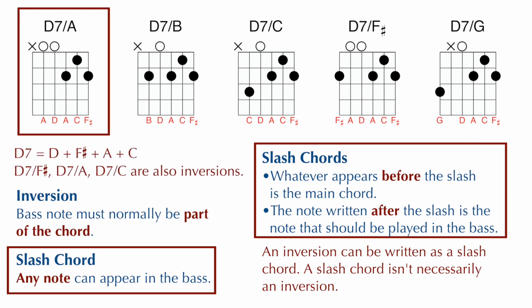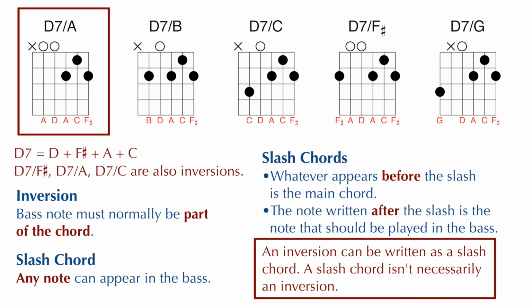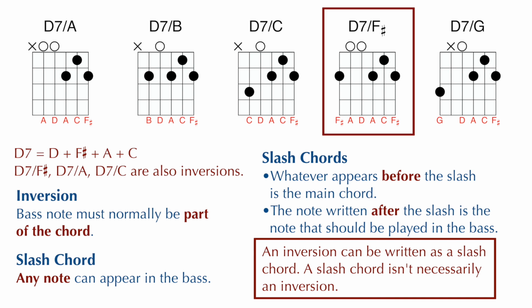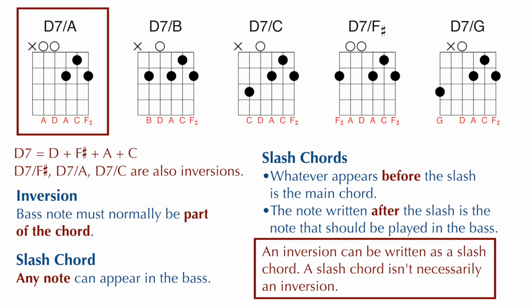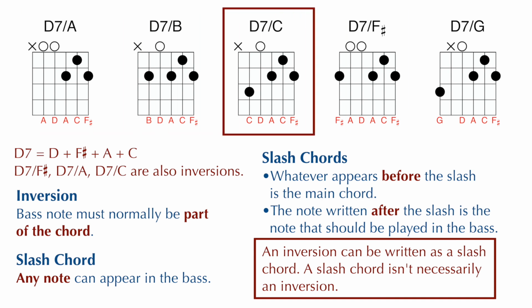D7 over A is a slash chord and an inversion because the note A belongs in a D7 chord. So an inversion can always be written as a slash chord. D7 over F sharp, D7 over A, D7 over C. But a slash chord is not always going to be an inversion.